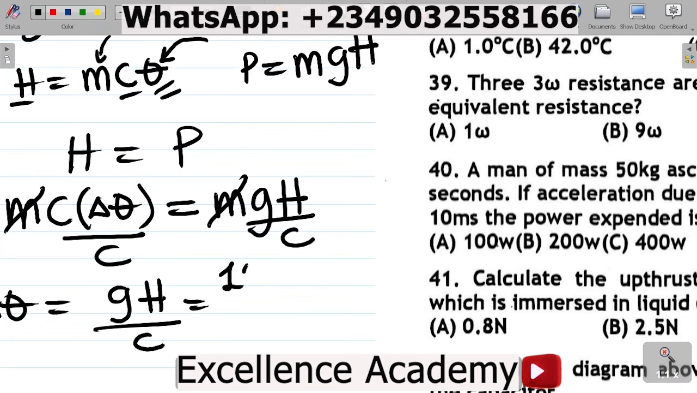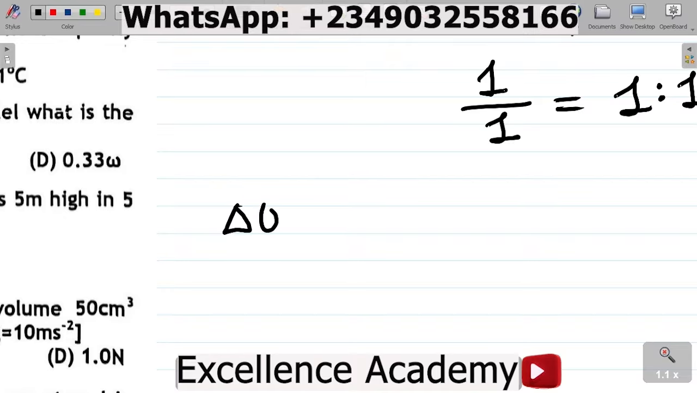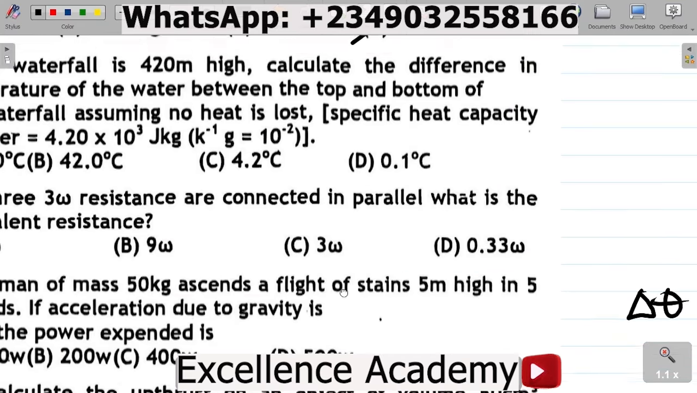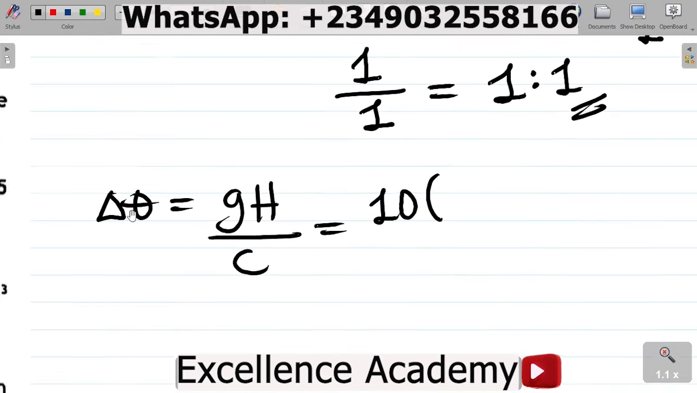g, as we have it there, is gravity, that's 10. Let me write this somewhere else. Change in theta is equal to g times h, all divided by c. g is 10 meters per second squared times h. What's the value of h? The value of h is the height, which is 420.